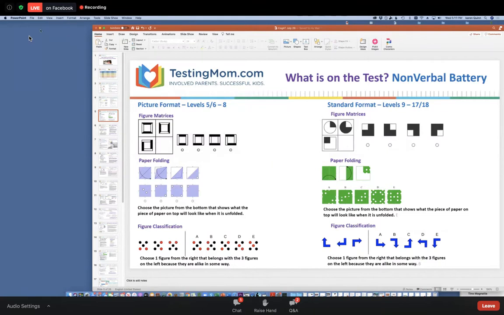Okay, so for this one, there's 3 things. Figure matrices. These are just like more analogies, but they're done with figures. So here, it looks like the same figure rotates. So if we rotate this same figure on the bottom in exactly the same way, this is going to be our answer. Okay, so that's how that works.